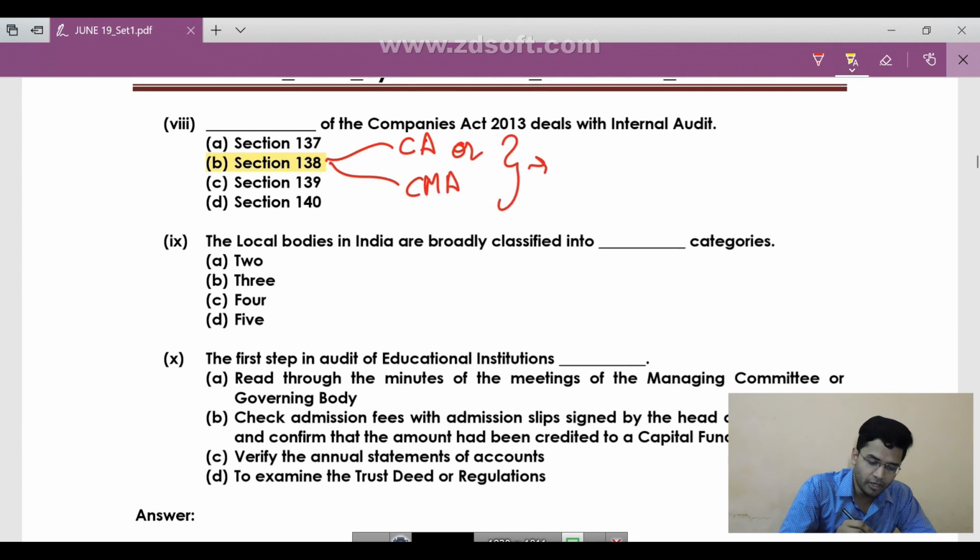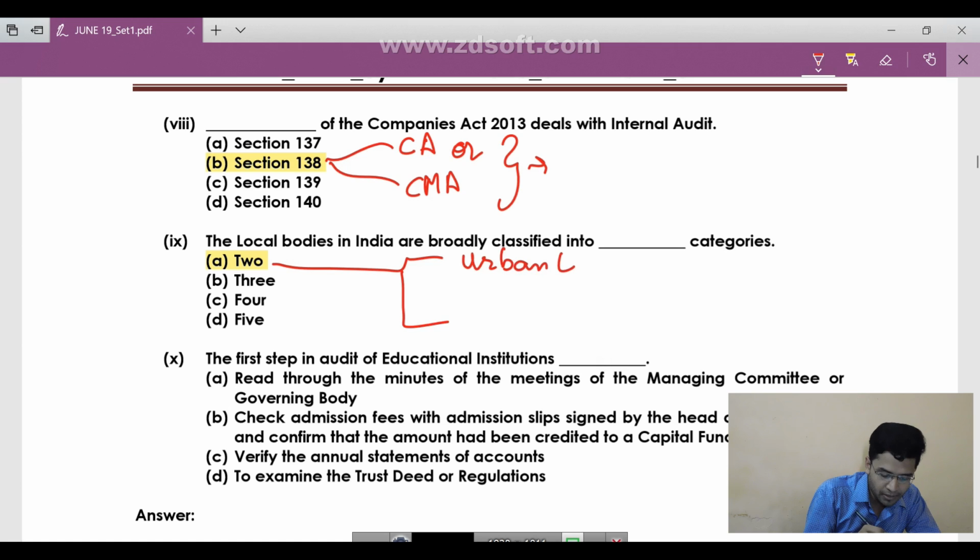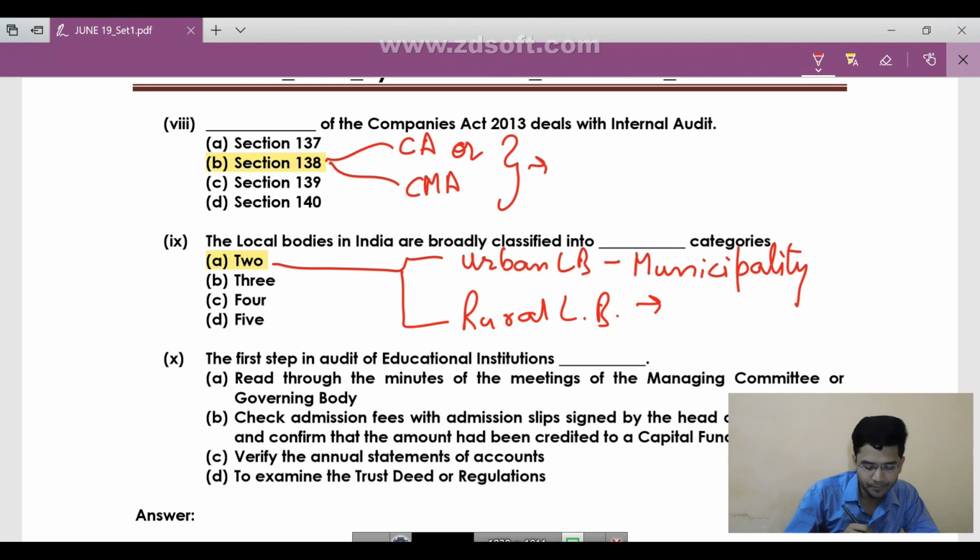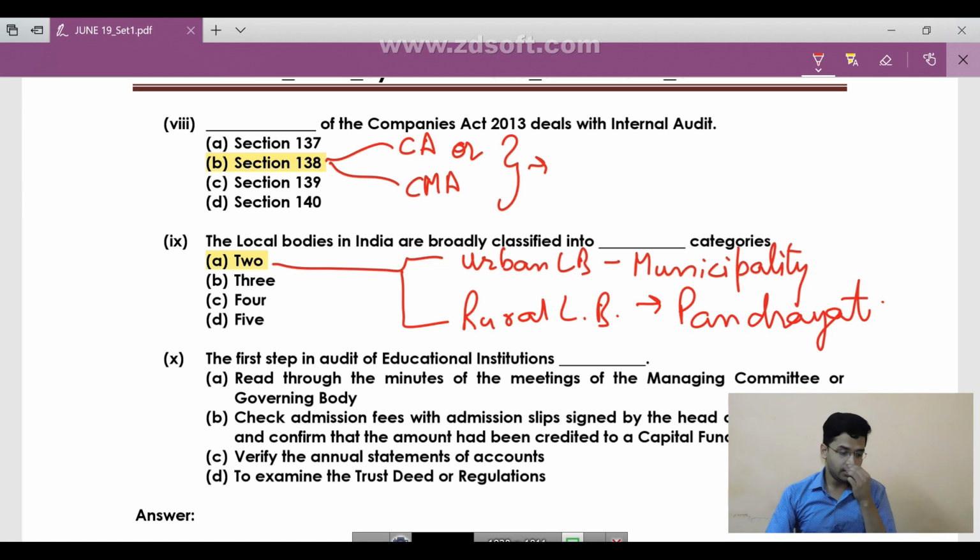Perfect. Guys, local bodies are divided into 2 parts. How many categories are local bodies divided into? 2 parts. Guys, what are those 2 parts? Let us see. One is the urban local body, which is known as municipality, and the second is the rural local body, which is known as panchayat. So these are the 2 local bodies which are in existence and which are the classification of local bodies.